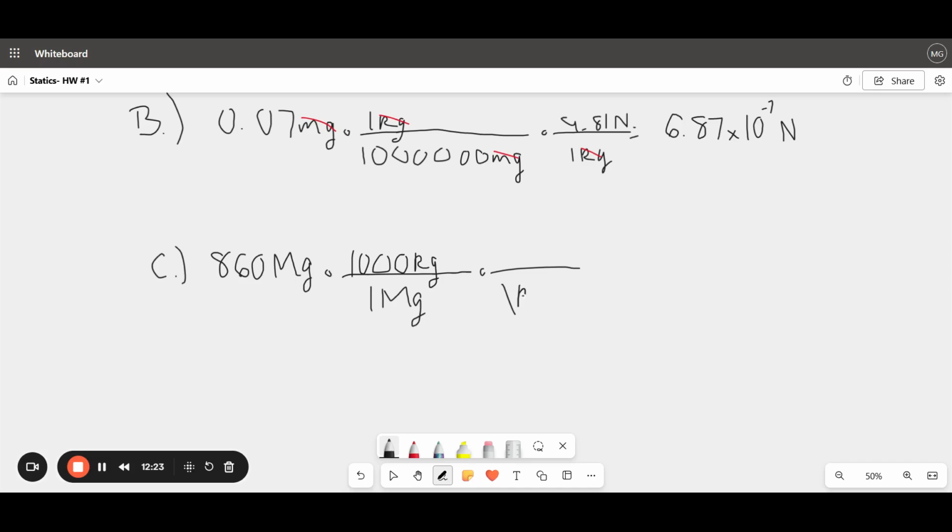So make sure you write your units properly. And if you read chapter 1 of your textbook, it's going to explain that. So I'm just going to use the same unit conversion we used, 1 kilogram to 9.81 newtons. Cross out those units. And our answer is going to be 8.44 times 10 to the 6 newtons.